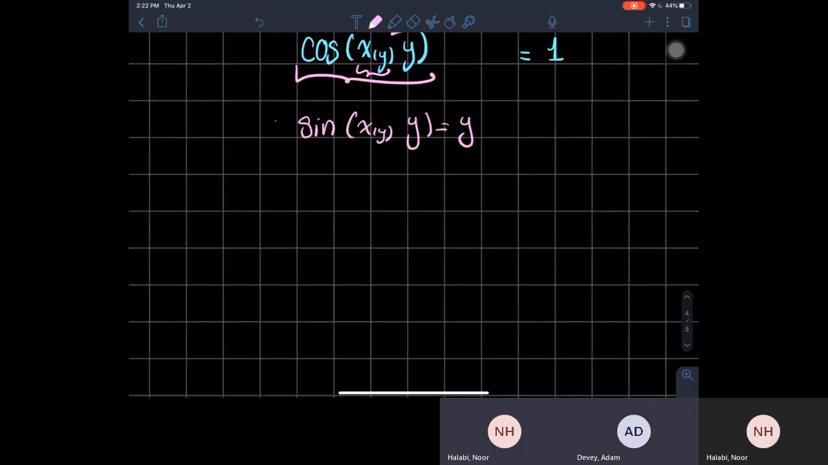Okay, so now I can take the derivative of this. It's gonna be cosine, right, of x to the power of y, of xy, times y times, this is gonna give me a product rule. Okay. So it's gonna be the derivative of xy, right, with respect to y. But this is not gonna be very helpful for us.